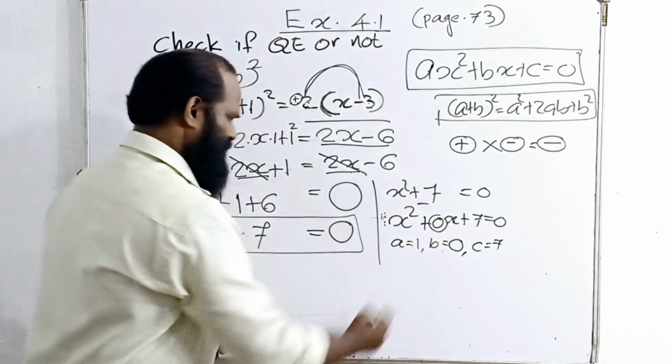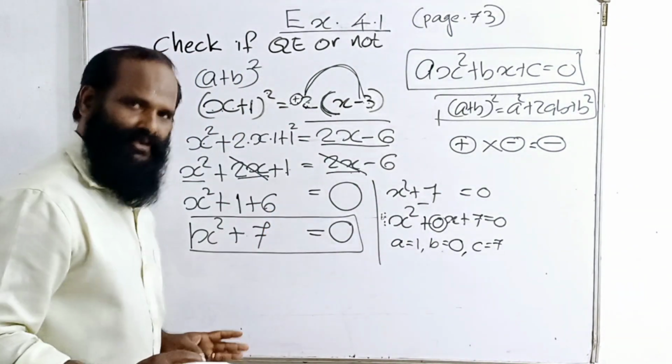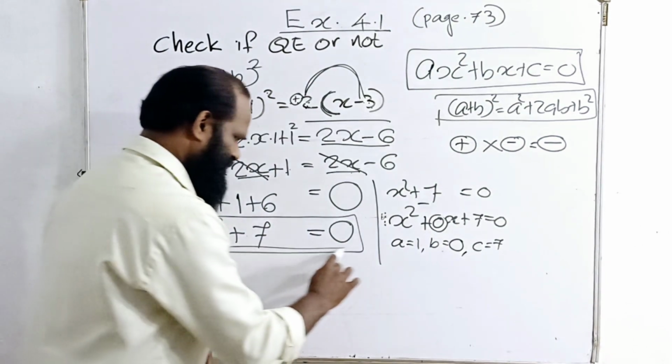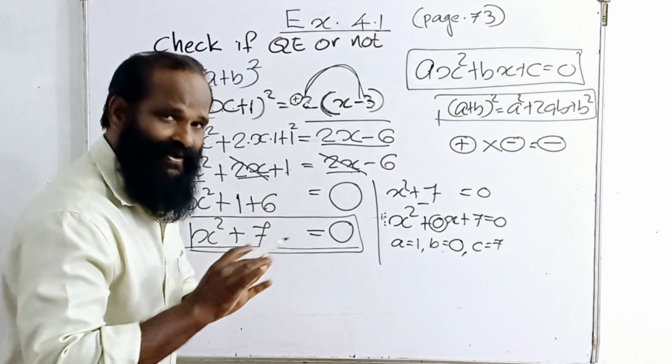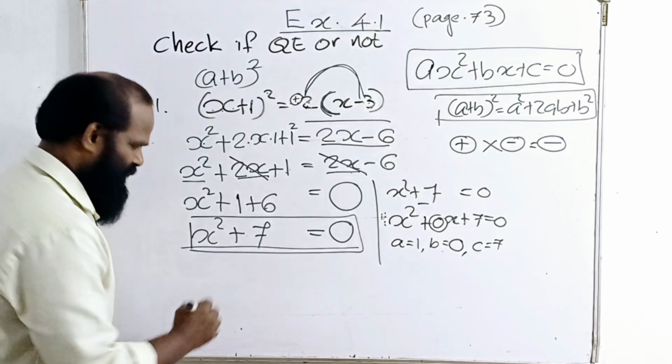No need of checking this way. The only thing you need to see is whether there is x square or not. Yes, we have x square. Therefore, no question about it. This is a quadratic equation. But the way we complete the solution is this way.